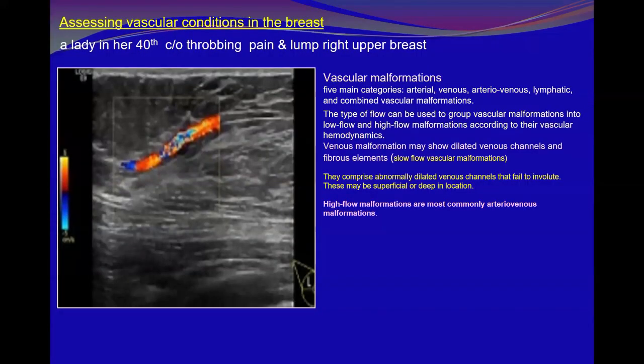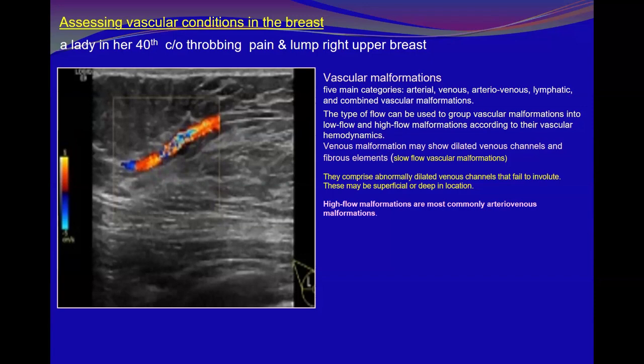Okay, this lady, in her 40s, presented to me complaining of a throbbing pain and a palpable abnormality in the right upper outer quadrant. When I scanned the patient, I could appreciate tubular, anechoic or hypoechoic structures. When I turned on color Doppler, I could appreciate intense vascular signals in tubular structures like vessels with aliasing. Okay, it is predominantly red with aliasing.